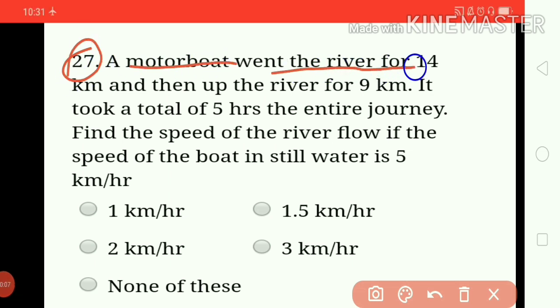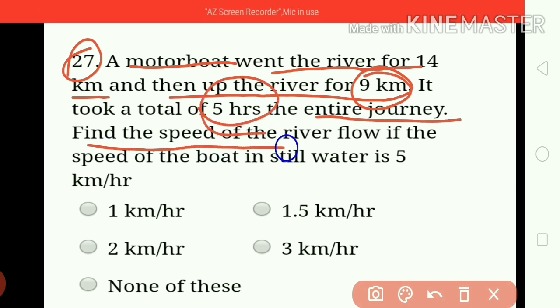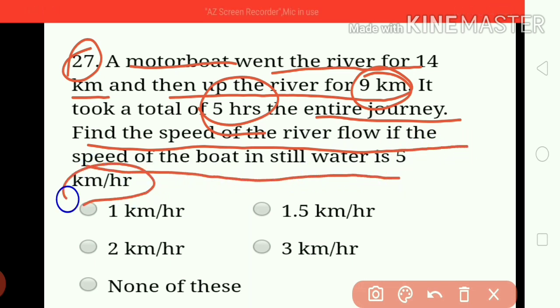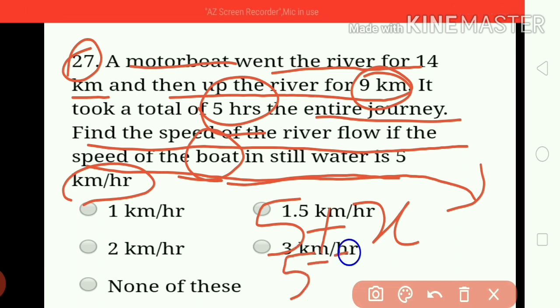The motorboat went downstream for 14 kilometers and upstream for 9 kilometers. It took 5 hours for the entire journey. Find the speed of the river flow if the speed of the boat in still water is 5 kilometers per hour. Okay, the speed of the boat is 5 kilometers per hour, and the speed of the flow, let us take x. When it goes downstream, the speed of the boat will be 5 plus x. When it is upstream, it will be 5 minus x, right?